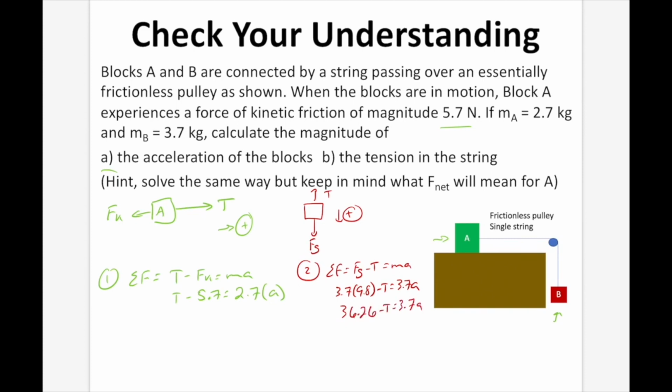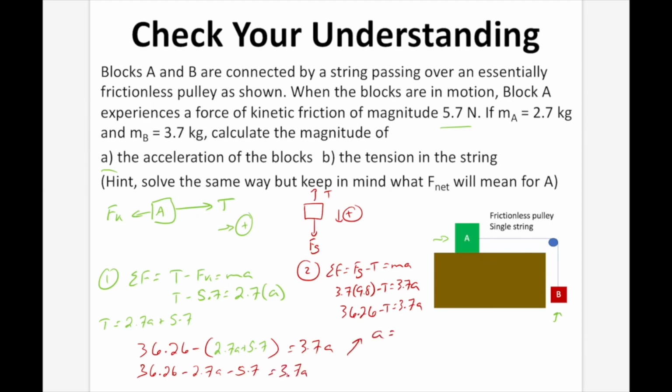Now we're going to isolate T in number 1. We're going to say that T equals 2.7a plus 5.7, and we're going to substitute T into equation 2. So we're going to have 36.26 minus our T value equals 3.7a. Our T value is 2.7a plus 5.7. We're going to expand it out: 36.26 minus 2.7a minus 5.7 equals 3.7a, and we're going to solve for a.